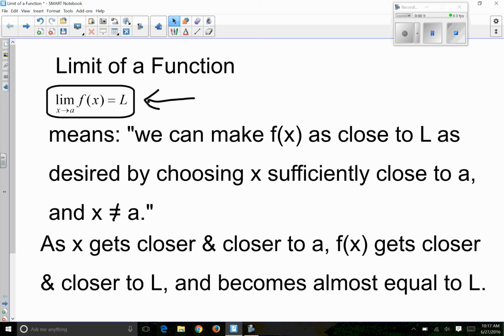When we say or write this, we mean we can make f of x as close to L as desired by choosing x sufficiently close to a, and x is not equal to a. As x gets closer and closer to a, f of x gets closer and closer to L and becomes almost equal to L. Please pause the video so that you can write all of this down.